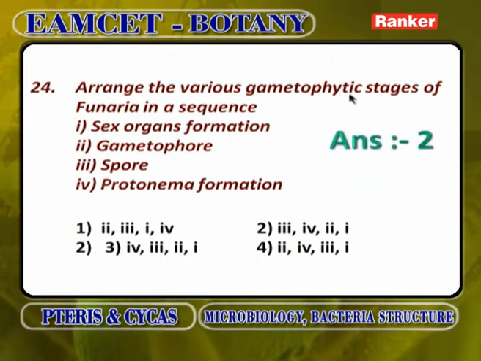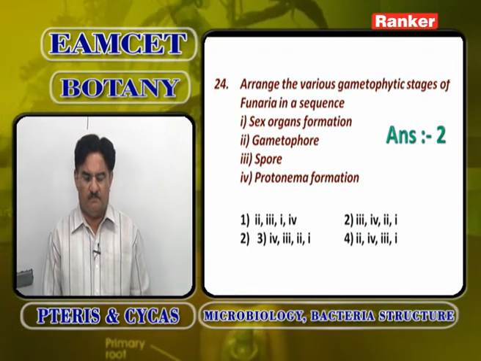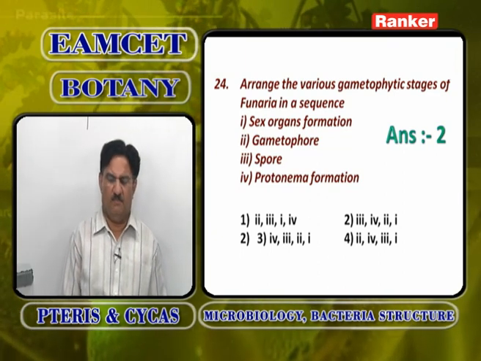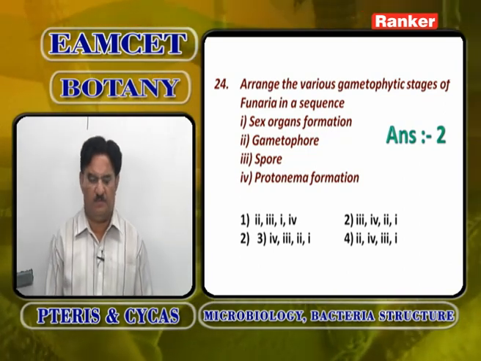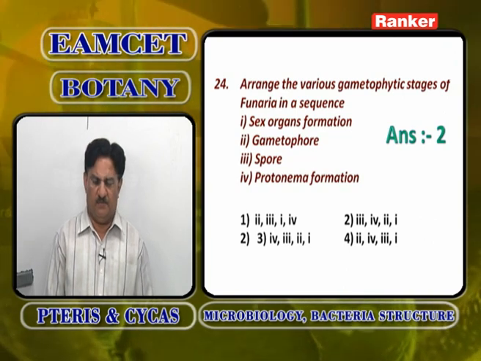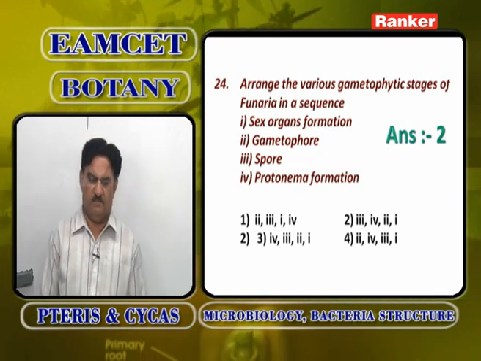Arrange various gametophytic stages of Funaria in sequence. First is 3, gametophore. Gametophore is formed. Then protonema formation. Then spore. Finally, sex organ formation. So, protonema formation, gametophore, spores. From the spore, protonema will come, protonema gives gametophore and it gives rise to sex organ formation. So, 3, 4, 2, 1. Second option.